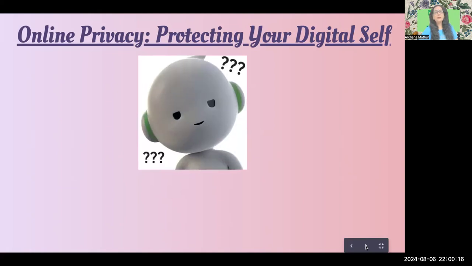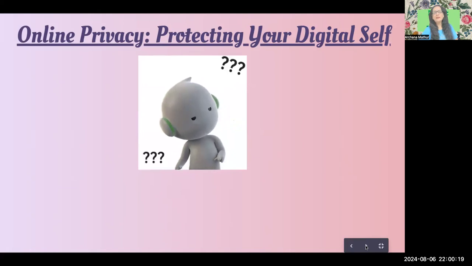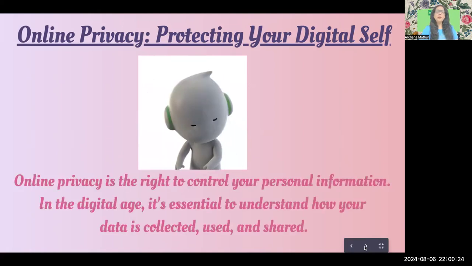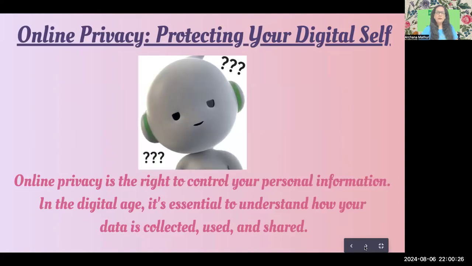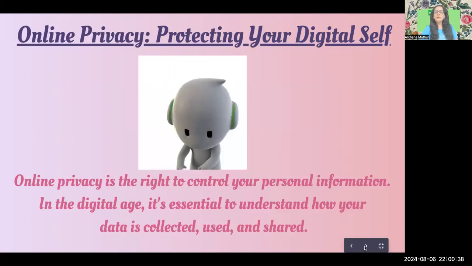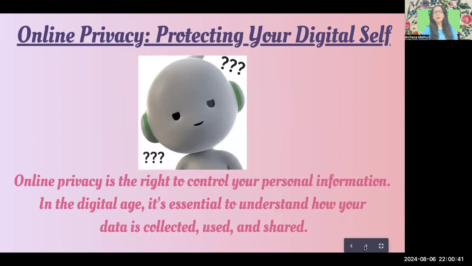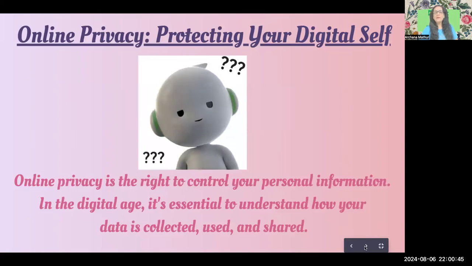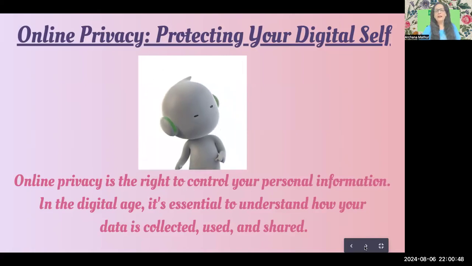As the old adage goes, prevention is definitely better than cure. So what do we do? Firstly, what is online privacy? Online privacy is the right to control your personal information. In this digital age, it is essential to understand how your data is collected, used, and shared. So one has to be absolutely careful about how you share your data and what all you upload on the internet. Be very wary about it and take your steps accordingly.